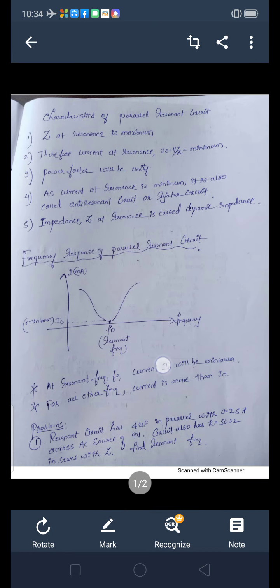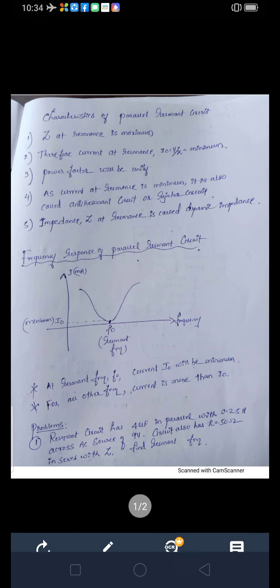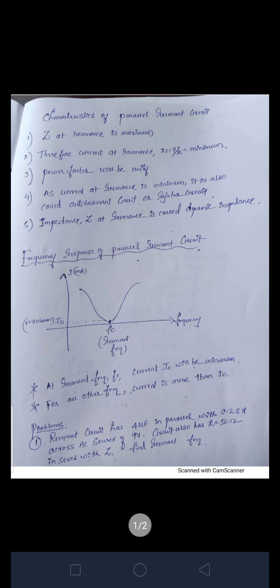Then we will be having some problems on parallel resonant circuit. So here is the problem which tells that there is 4 microfarad in parallel with 0.25 Henry. Means inductor and capacitor are in parallel, they have given. Means this circuit is a parallel resonance circuit. And AC source voltage is 9 volts. The circuit also has R value, C value, L value given, and they have told that L and C are in parallel. So we will identify this as a parallel resonance circuit.